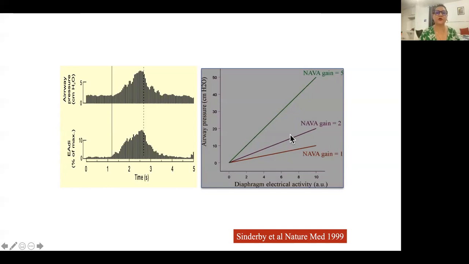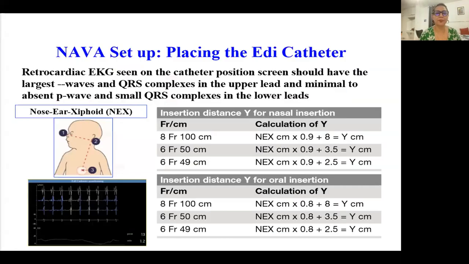So this is how the electrical activity is actually taking care of the pressure requirement by the baby. So now how do we set and how do we place the EDI catheter? Now we come to a practical point of view.